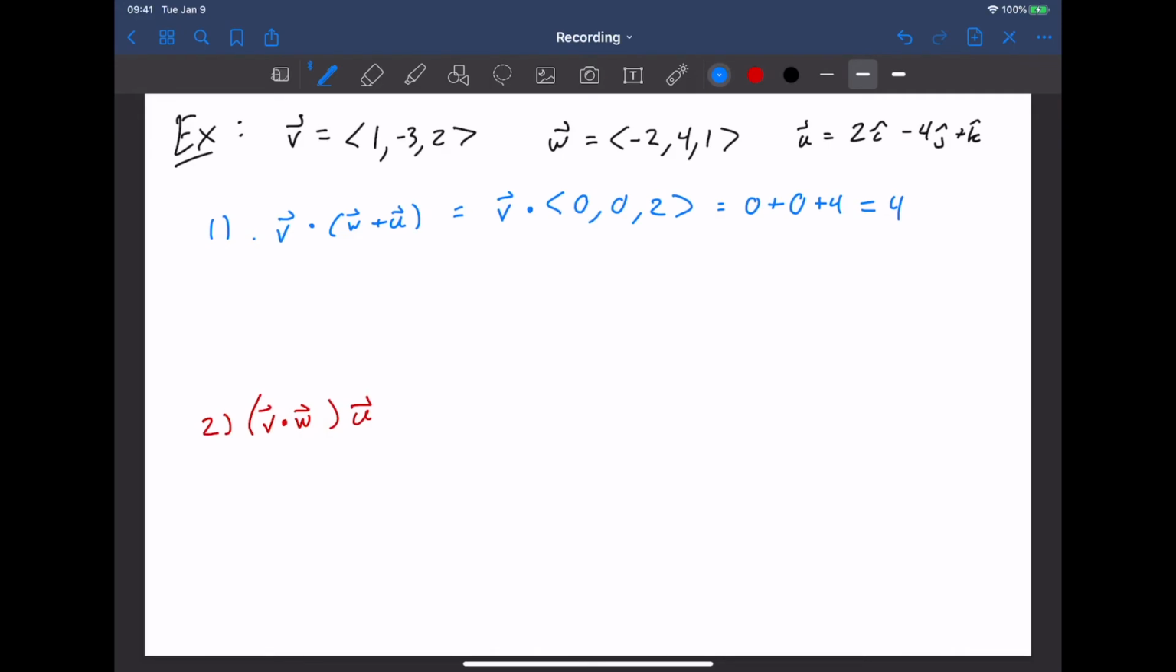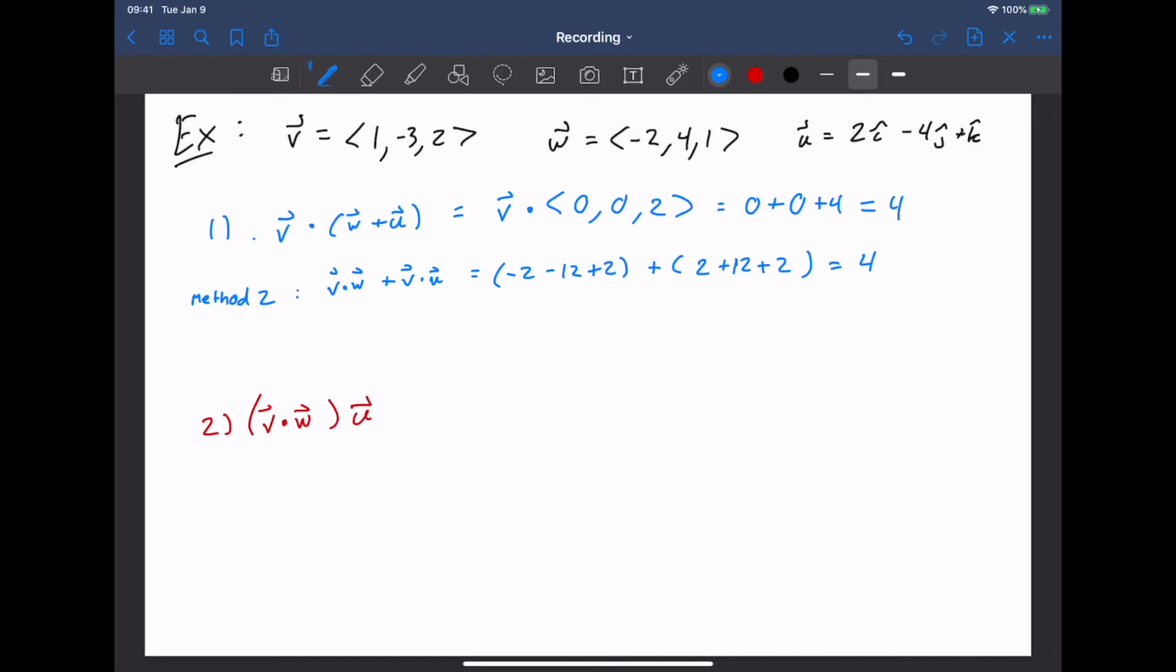But you should also know, using the property, method 2, we could distribute: v dot w plus v dot u. So v dot w, you could have gotten -2 minus 12 plus 2, plus v dot u, 2 plus 12 plus 2. Which is, of course, you'll see a lot of cancellations there and get 4 also.